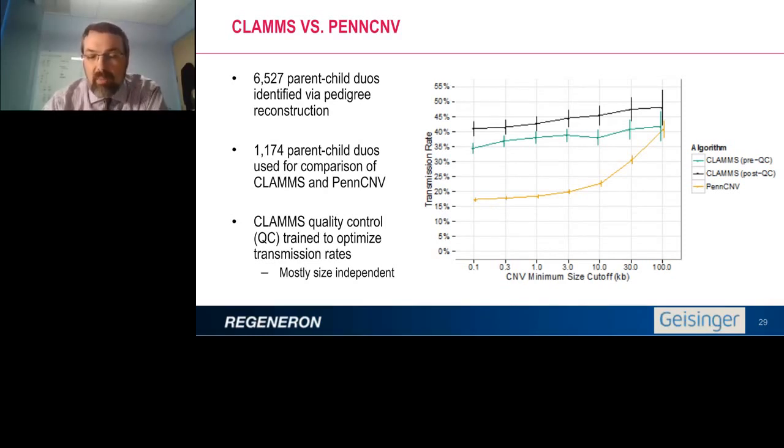Now, I'll remind people again, the transmission rate of 50% is the ideal, and so yes, the calls do get better as you get larger, but still having a transmission rate above 40% at a scale of 100 base pairs is really, really exciting.